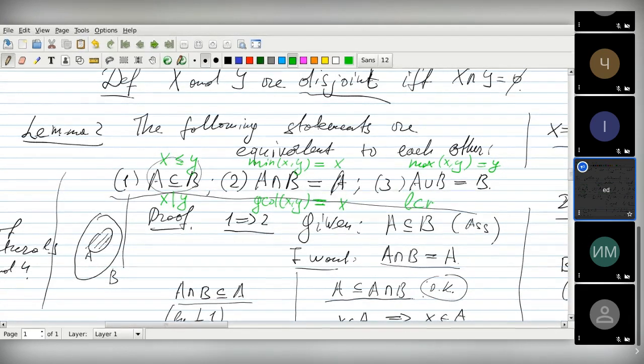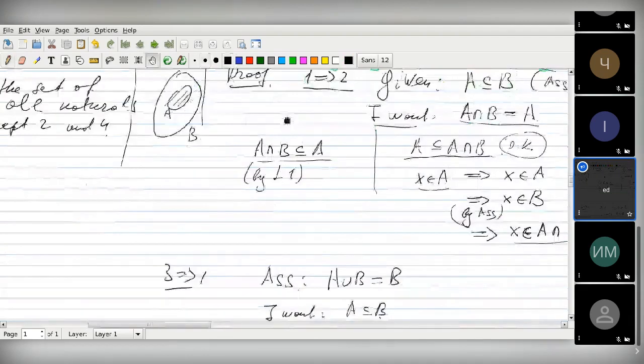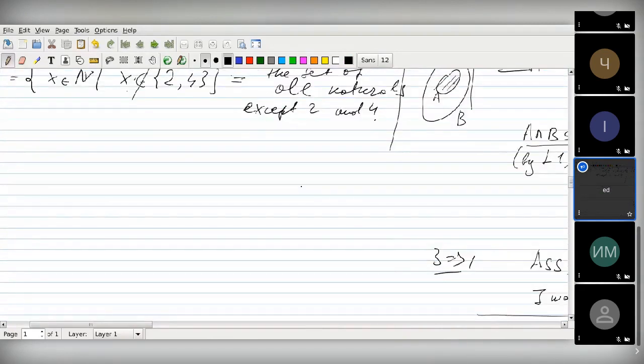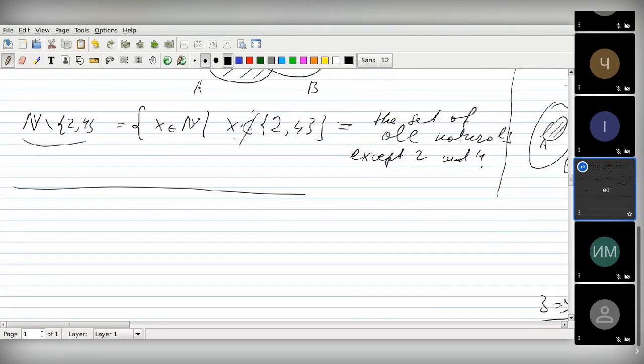And the least common multiple, if x divides y, it is y. So you see that union is somehow similar to maximum and least common multiple. And intersection is somehow similar to minimum and the greatest common divisor. So that's interesting, I think. Of course, we have to develop this analogy more thoroughly.